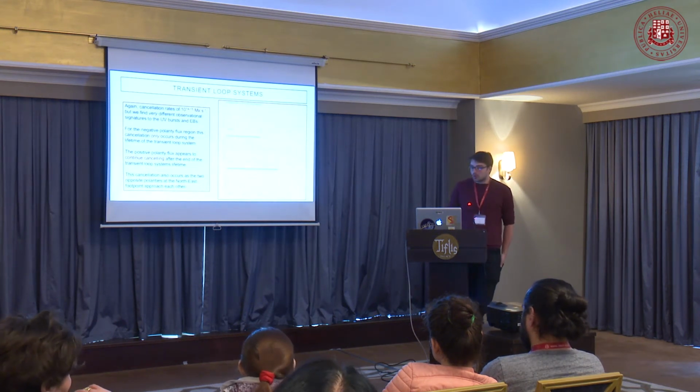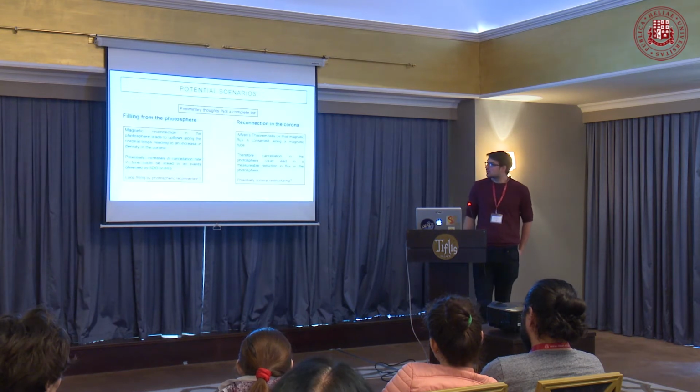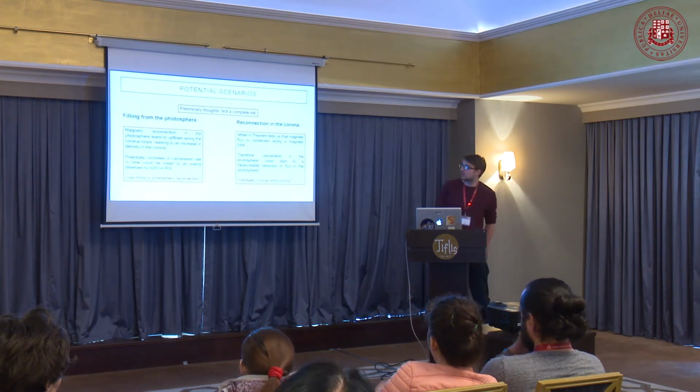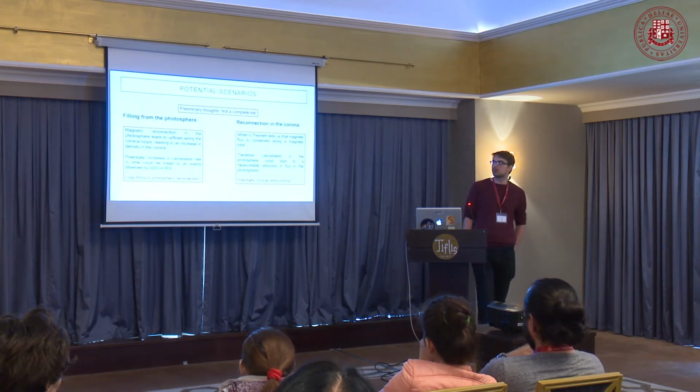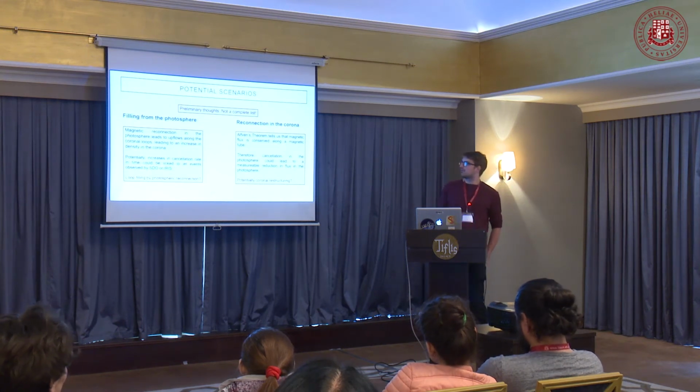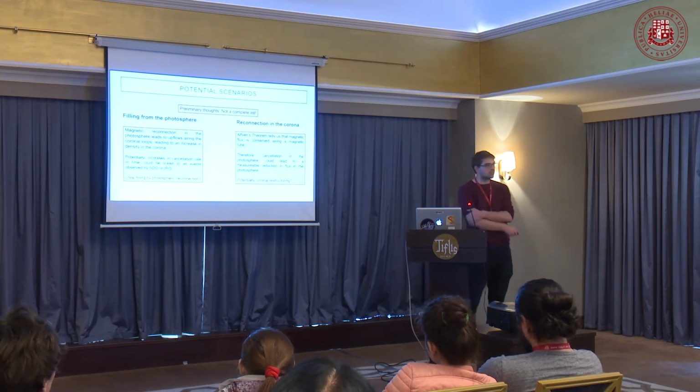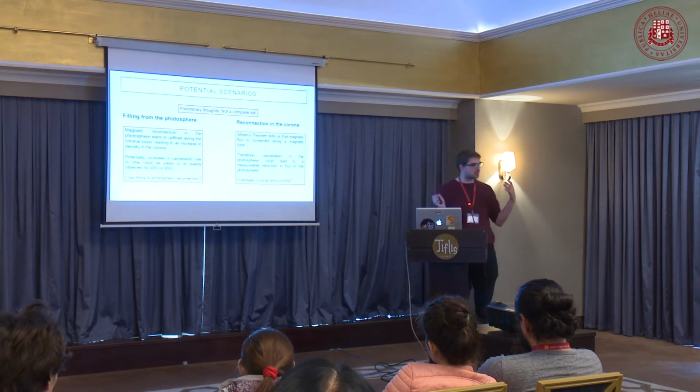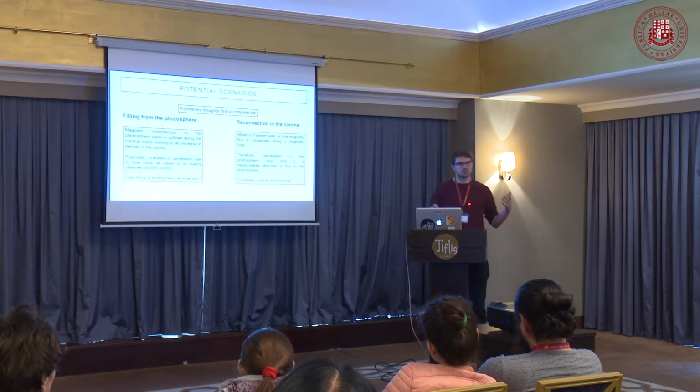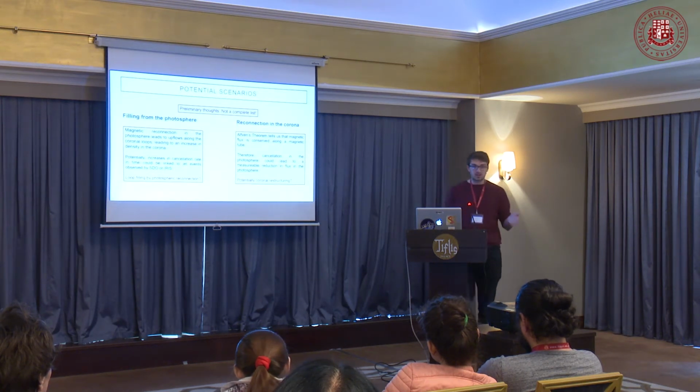So that's ongoing work at the moment, looking into this, but there are a couple of potential scenarios. These are just preliminary thoughts. We've either got filling from the photosphere, as was suggested in the original paper, where the reconnection is happening in the photosphere and driving jets and driving mass up into the atmosphere, potentially similar to the prominences that we've already discussed earlier in the day.